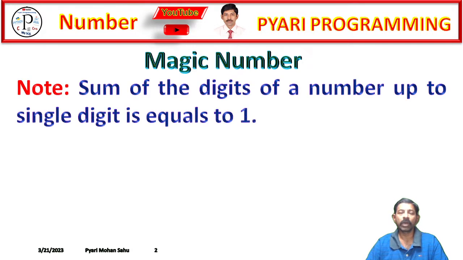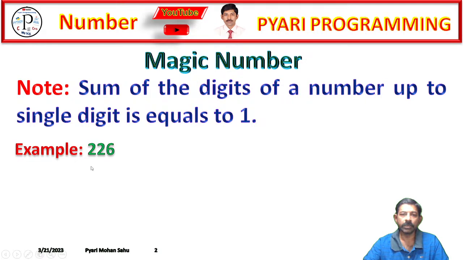Now, first of all, we should understand what a magic number is. It says that if the sum of the digits of a number, reduced up to a single digit, is equal to 1, then it is called a magic number. Now, what is the sum of the digits up to a single digit? Let's check one example. Suppose I have a number 226.